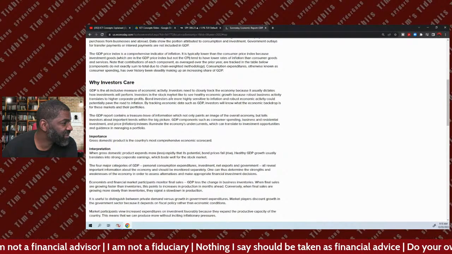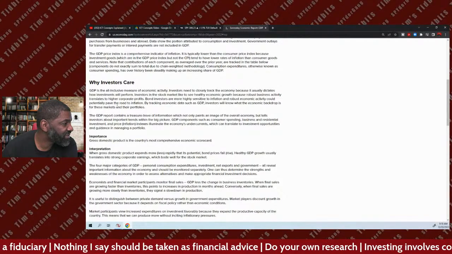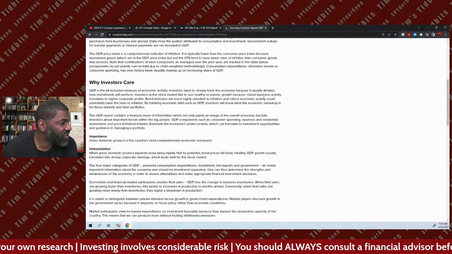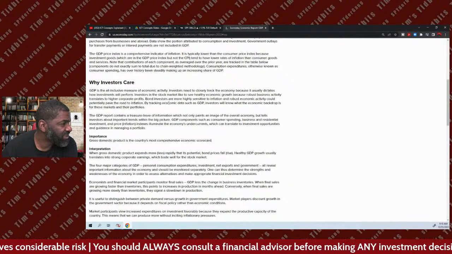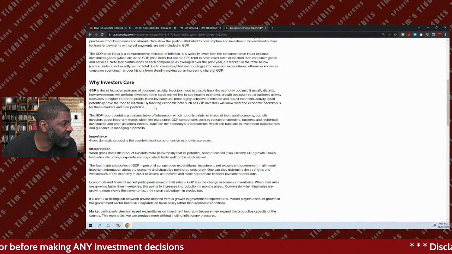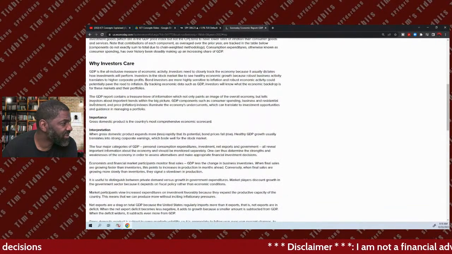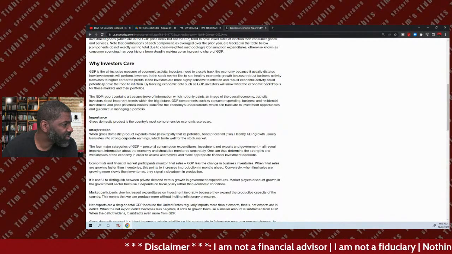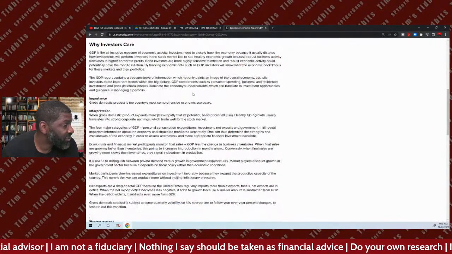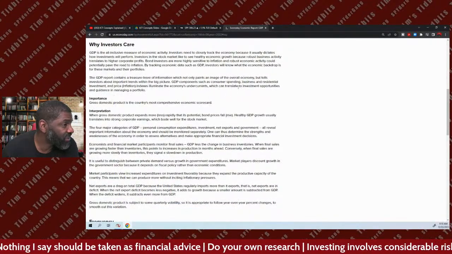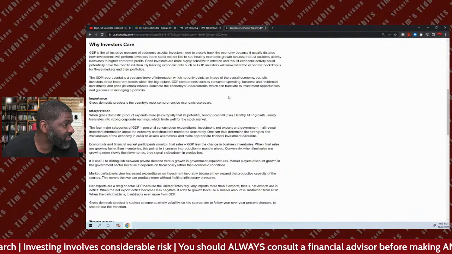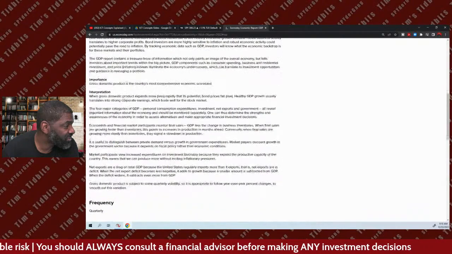GDP is an inclusive measure of economic activity. Investors need to closely track the economy because investors in the stock market like to see healthy economic growth, since robust business activity translates to high corporate profits. Bond investors are more sensitive to inflation. The GDP report contains a treasure trove of information which not only paints an image of the overall economy but tells investors about business investment, residual information, and the price index, which can translate to investor opportunity.